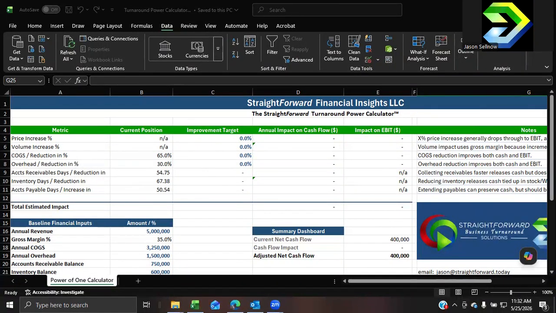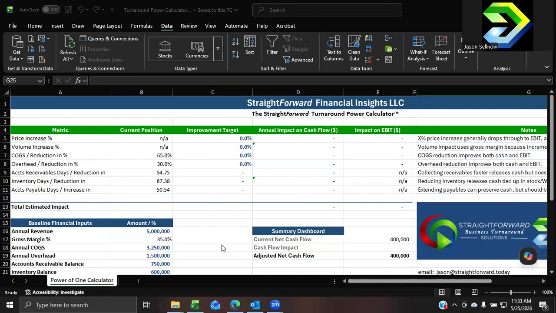Most struggling businesses don't need one giant breakthrough. They need to understand which small financial levers can create the biggest cash impact. This calculator is designed to show exactly that. By adjusting 7 simple drivers: price, volume, cost of goods, overhead, receivables, inventory, and payables, you can quickly see how even a 1% improvement or a few days of cash flow discipline can change the financial picture of your business.